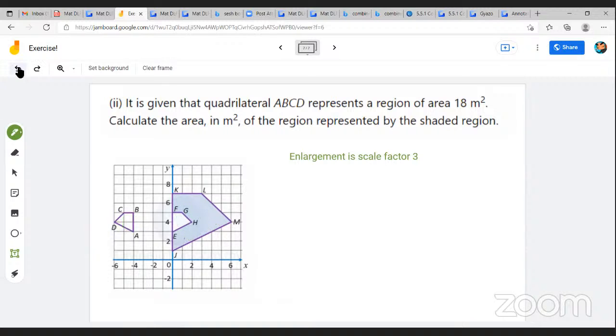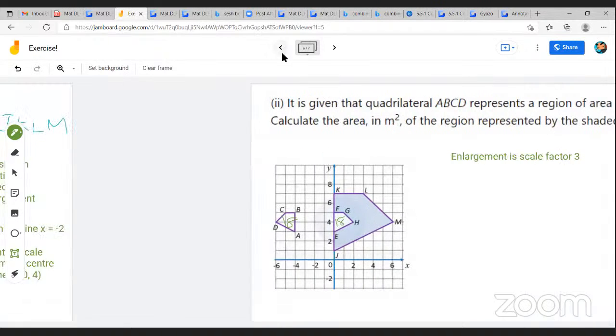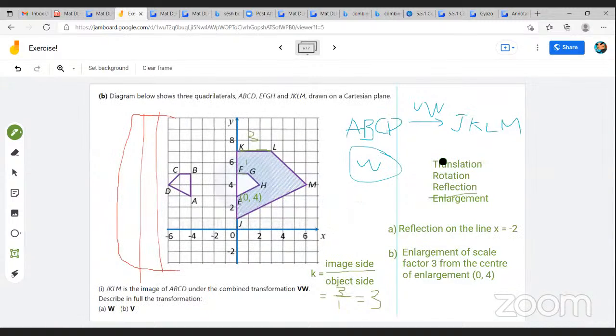This one will be a bit difficult, but not really difficult. So knowing that ABCD is 18 meters squared, how big is EFGH? Any idea? 18? Yes, also 18, because reflection does not change the size. Only enlargement will change the size. Everything else will not change the size.